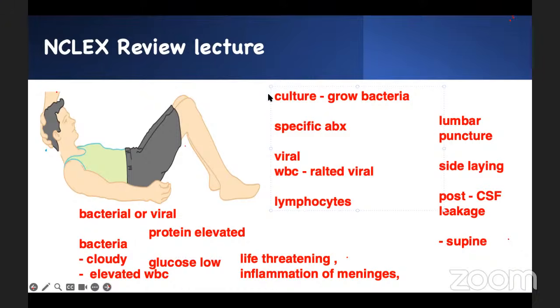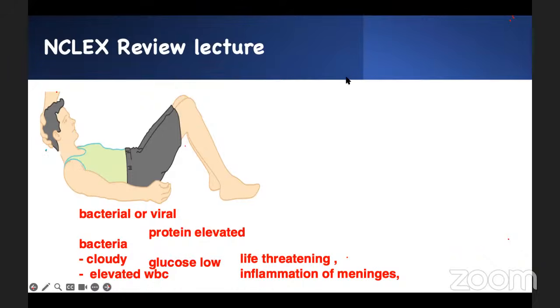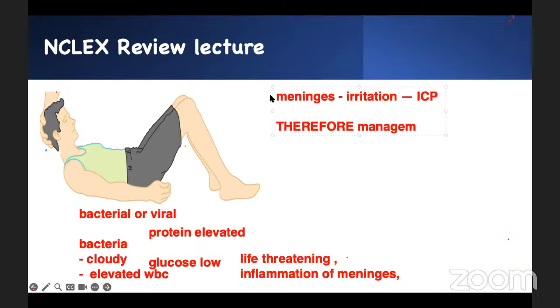What is the number one thing for this patient you need to do? That's the key. We have to protect this patient. But what are you protecting them from? You have to be able to know what is the biggest problem for this patient. With meningitis, irritation, just worry about ICP. Therefore, your management is all on ICP, right?